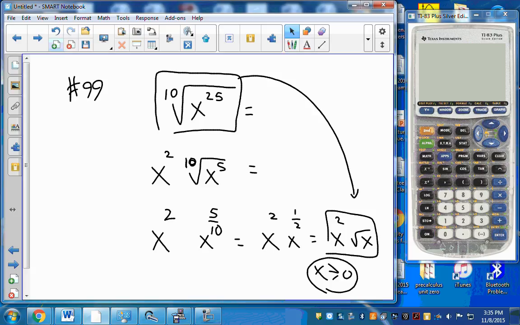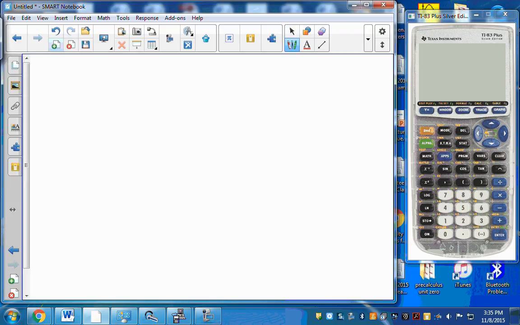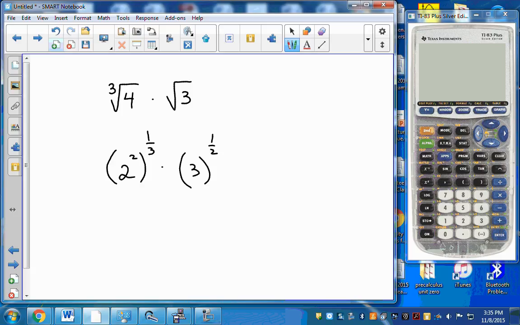Let's see, problem 101. Okay, 101 looks like a challenge. I've got the cube root of 4, and I'm multiplying that times the square root of 3. Okay, so I'm going to write this now as 2 squared to the 1/3, and I'm going to write this as 3 to the 1/2. I hope that doesn't bother anybody. We know that the cube root here is the same as the 1/3 power. Okay, so that makes sense.